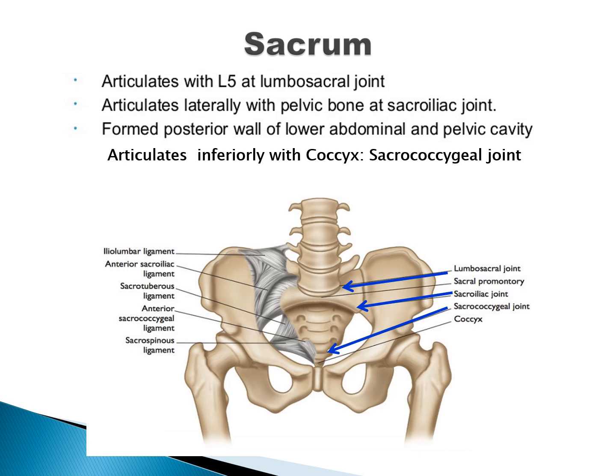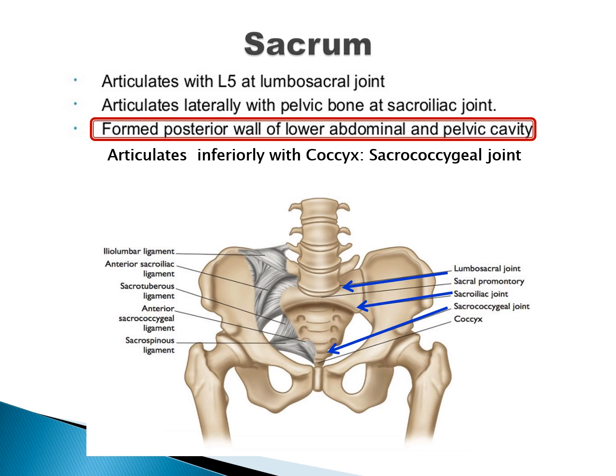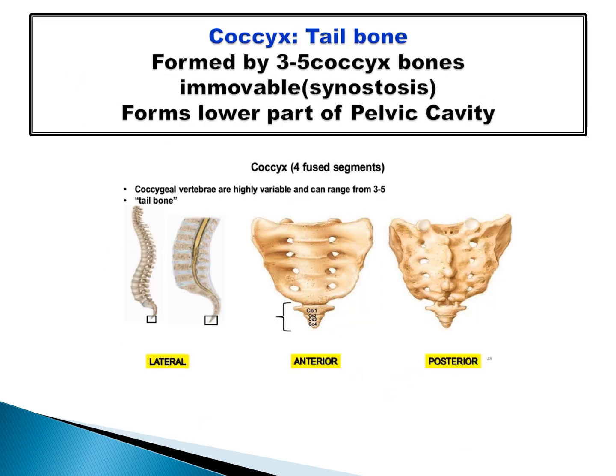So the sacrum articulates at important joints: 2 sacroiliac joints, superiorly the lumbosacral joint with the 5th lumbar vertebra, and inferiorly with the coccyx, that is the sacrococcygeal joint. It forms the posterior wall of the lower abdominal and pelvic cavity. The coccyx is formed by 3 to 5 coccygeal bones. It is also immobile, and its synostosis forms the lower part of the pelvic cavity.